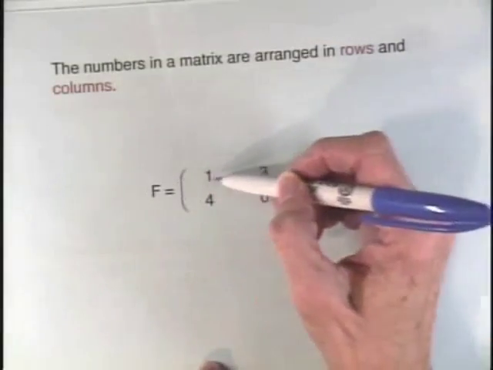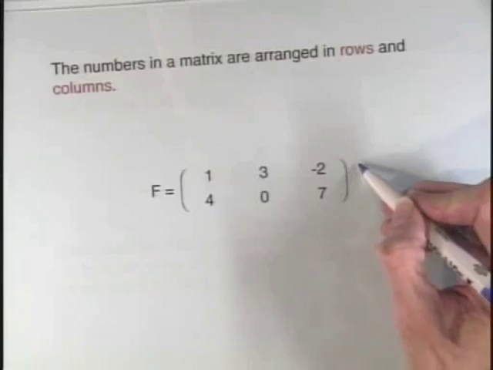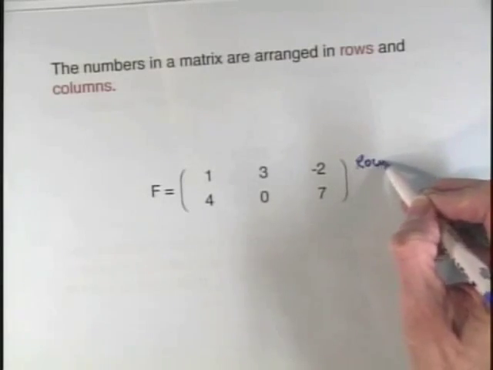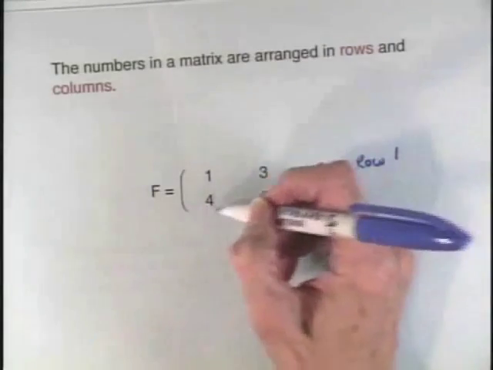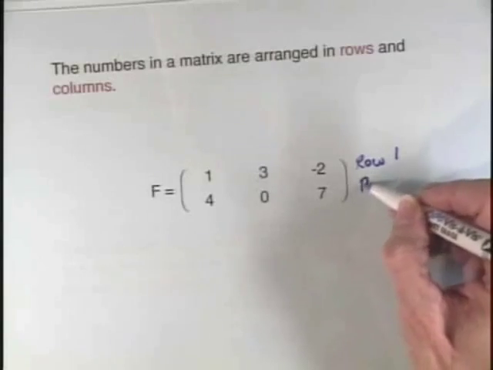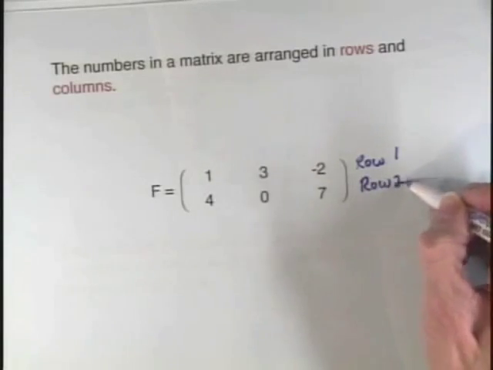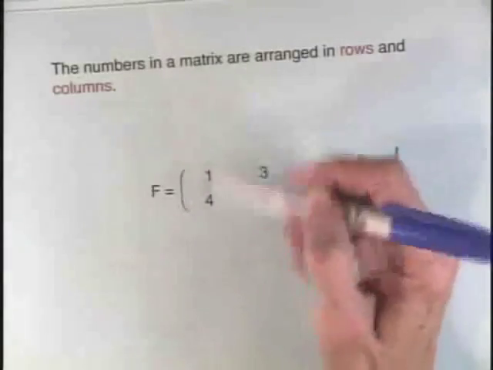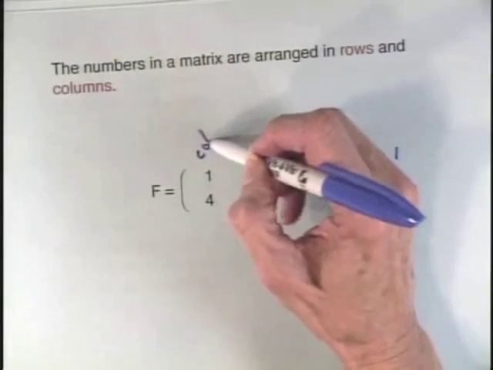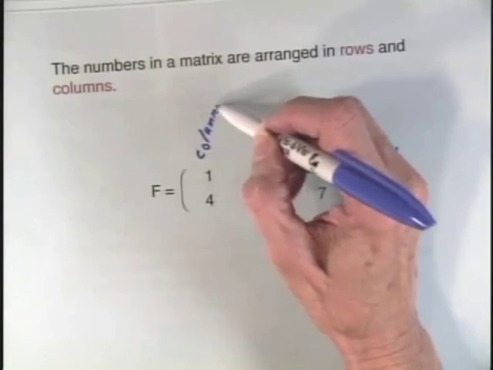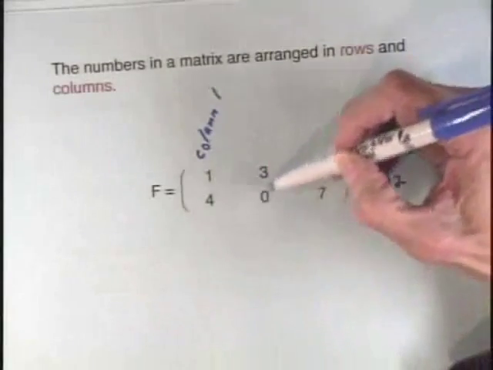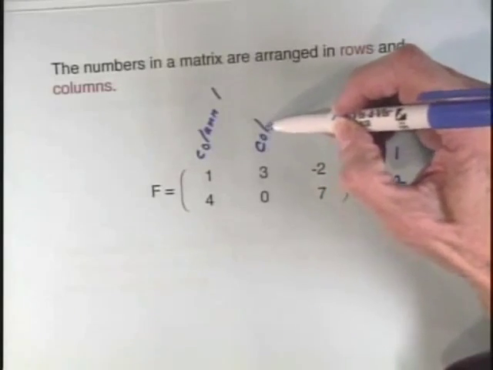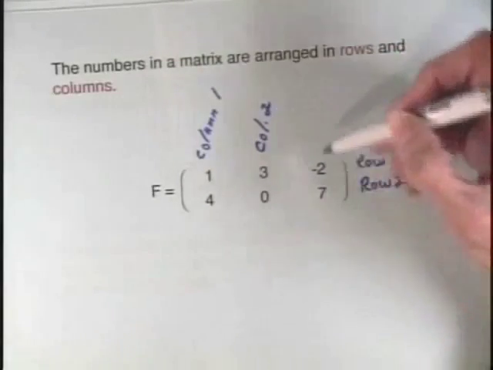The first row goes across, row 1. The second row, row 2. The first column, column 1. The second column. The third column.